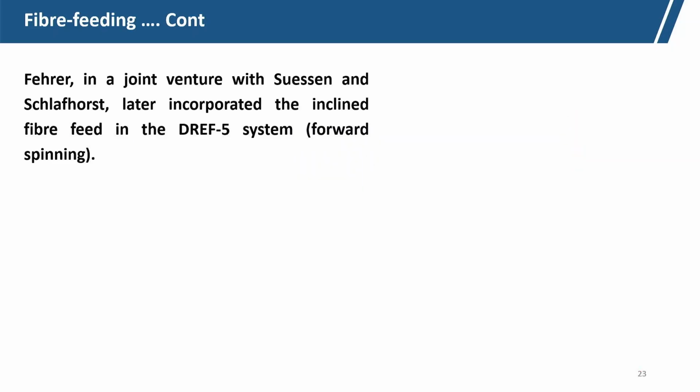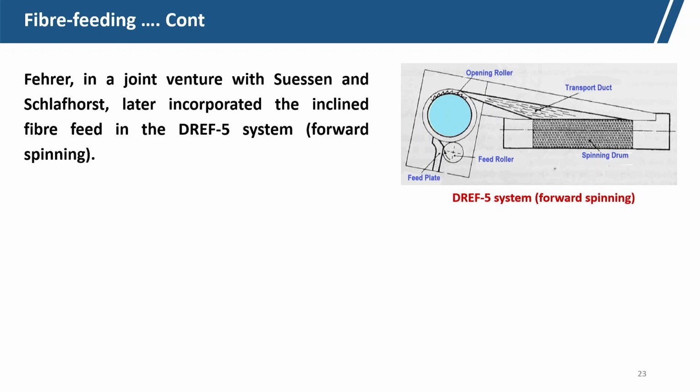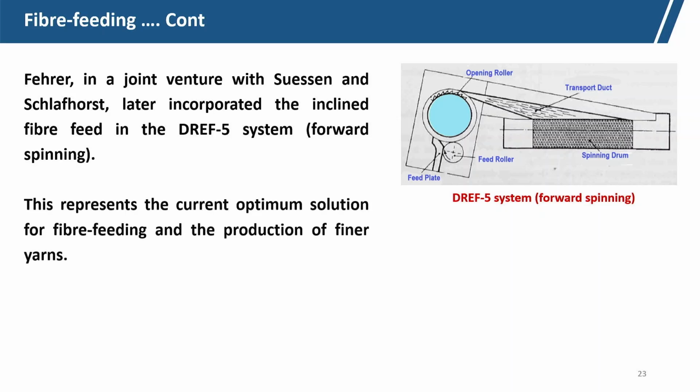Besides the secondary suction duct, Fehrer jointly with Suessen developed the DREF 5 system, as we have discussed, where fiber alignment is improved. So, yarn strength was improved. This represents the current optimum solution for fiber feeding and the production of finer yarn. This is the optimum solution here.